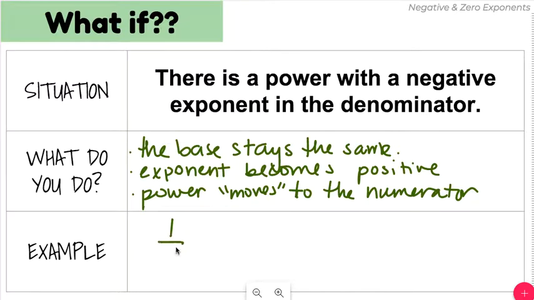Here's what I mean. So if you end up with 1 over 3 to the negative 5th power, I have a negative exponent, which is a problem. Can't have negatives in our answer. So we know that my base will stay a 3. Negative 5 becomes positive 5. Now to make that negative 5 a positive 5, I have to take my power and move it from the denominator to the numerator. It's like it's in the opposite position, and the exponent becomes the opposite.